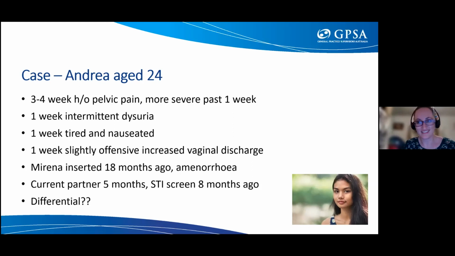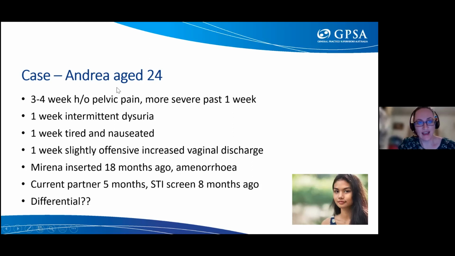So that's quite nice. So moving on, so we've got a case now. This case is something that does crop up quite a lot in primary care, and management can vary a bit. And there has been some recent guidance change. So just really important to be supporting our registrars with currency of practice.